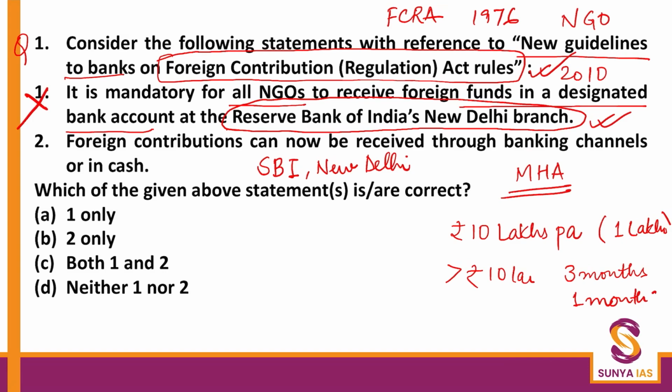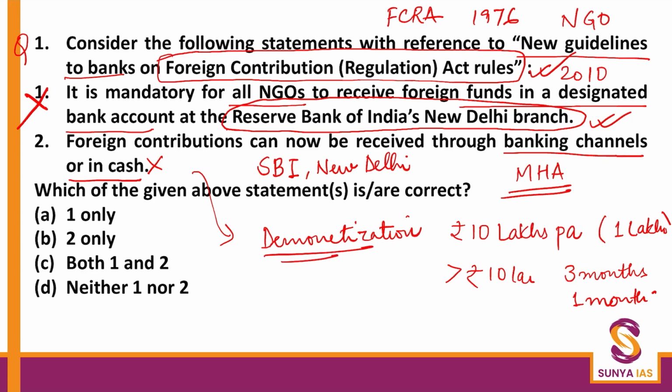Statement number 2, foreign contributions can now be received through banking channels or in cash. Not in cash. You know, we have done an exercise called demonetization. The reason was to have a more inclusive and bank-based system. Okay, we are getting rid of the cash-based economy slowly and steadily. Therefore, it has to be received through banking channels. Statement 2 is also wrong. Which of the following statements is/are correct? The correct answer is D, neither 1 nor 2.